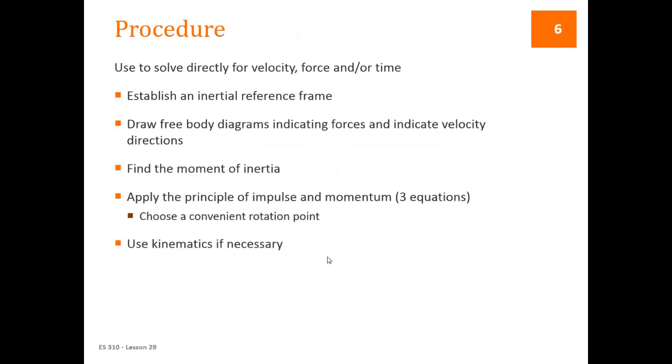Our procedure for the impulse momentum method is generally used when you're asked to solve directly for a velocity, a force, or a time. First, you establish an initial reference frame, then you draw your free body diagrams indicating the forces and indicating the velocity directions. Find your moment of inertia around the center of gravity or around the instantaneous center. Then you apply the principle of impulse momentum, which is three equations, and choose a convenient rotation point. Finally, you will use kinematics if necessary to relate velocities and angular velocities.